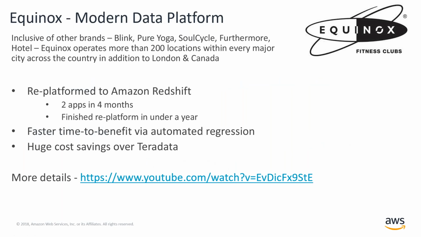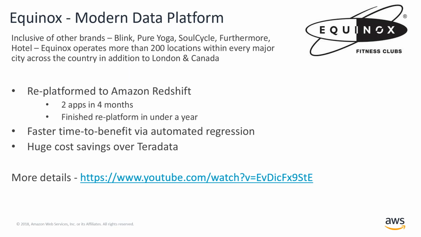And so I just had a couple of examples of customers that have migrated, and some links to additional information. I just provided a quick summary, but the first one I would call out is Equinox Fitness. Equinox presented with me at the Chicago Summit last month, and I provided a link to the full session on YouTube. If you don't know Equinox, they provide not only the Equinox Fitness clubs, but many other brands like Blink and Pure Yoga and SoulCycle and others. They also operate a large hotel chain, and they have 200 locations in almost every city across the US, including expansions into London and Canada.